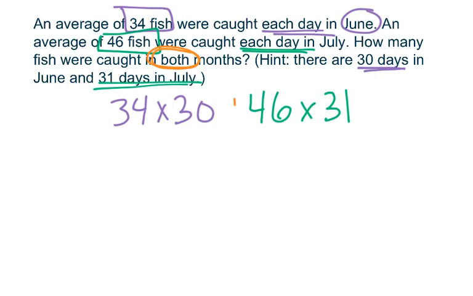Then my problem is asking me how many fish were caught in both months. So once I find these two products, I'm going to need to add them together. That's my equation to solve this problem. Go ahead and solve for 34 times 30 and 46 times 31 to get our final answer.